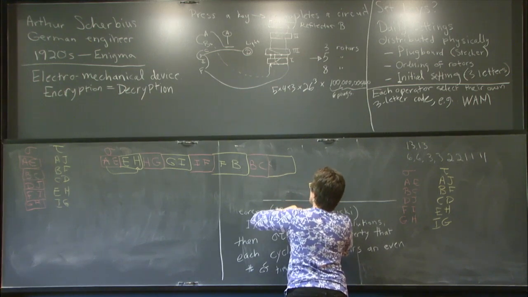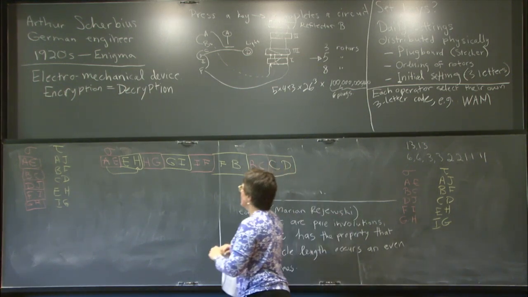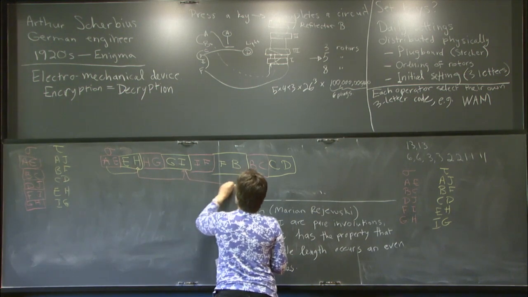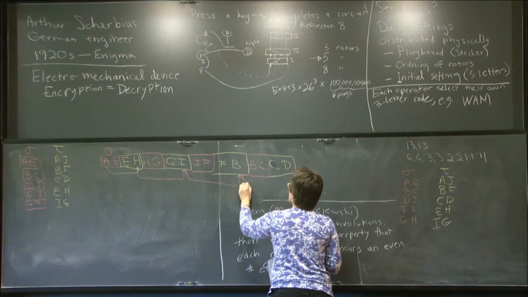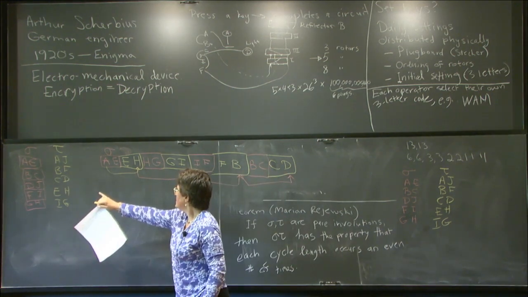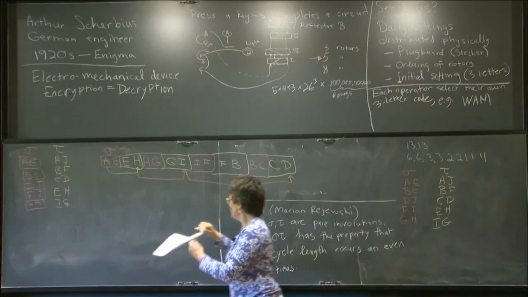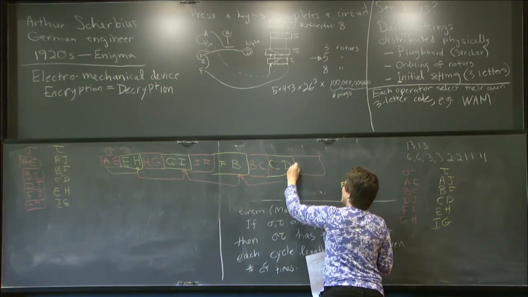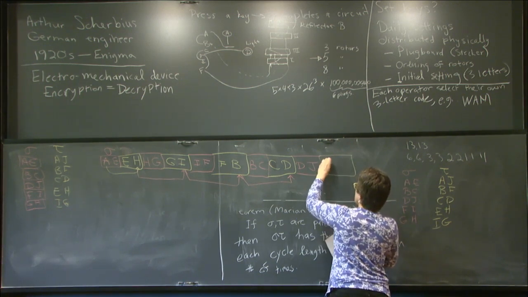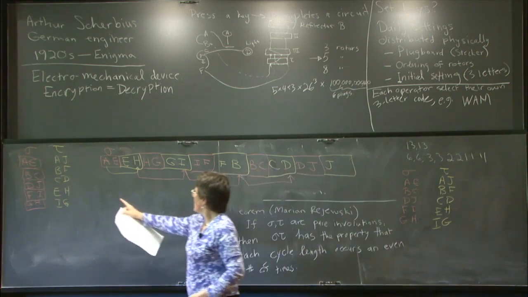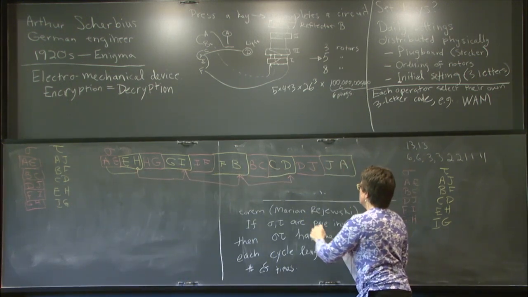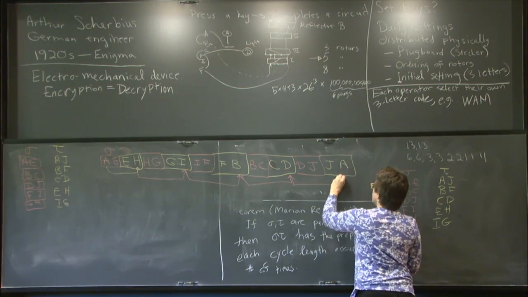Oops, yellow. Okay. And then this is where the composition's going. Okay. And then finally, D goes, are we there yet? D goes to J. And J goes, I think we might be there. J goes back to A. Okay. All right, so there we go.